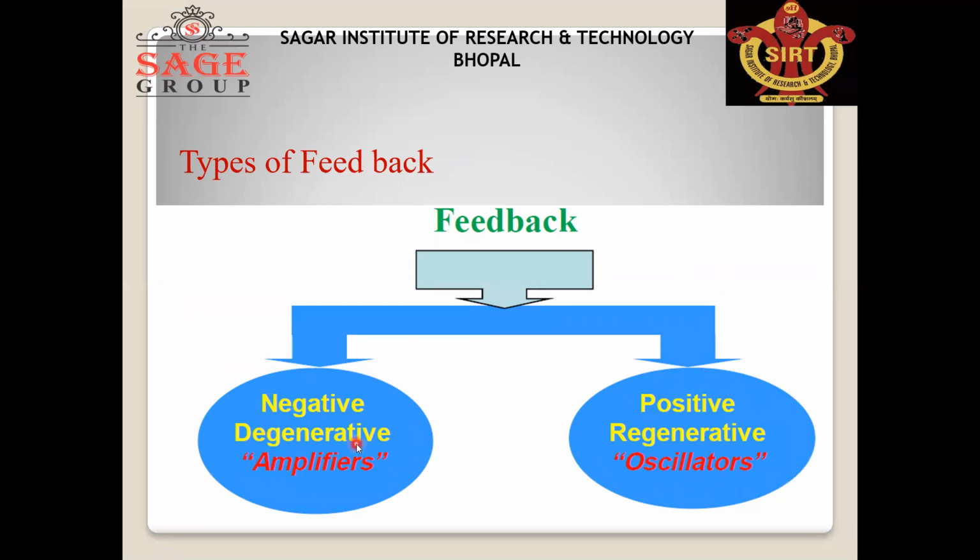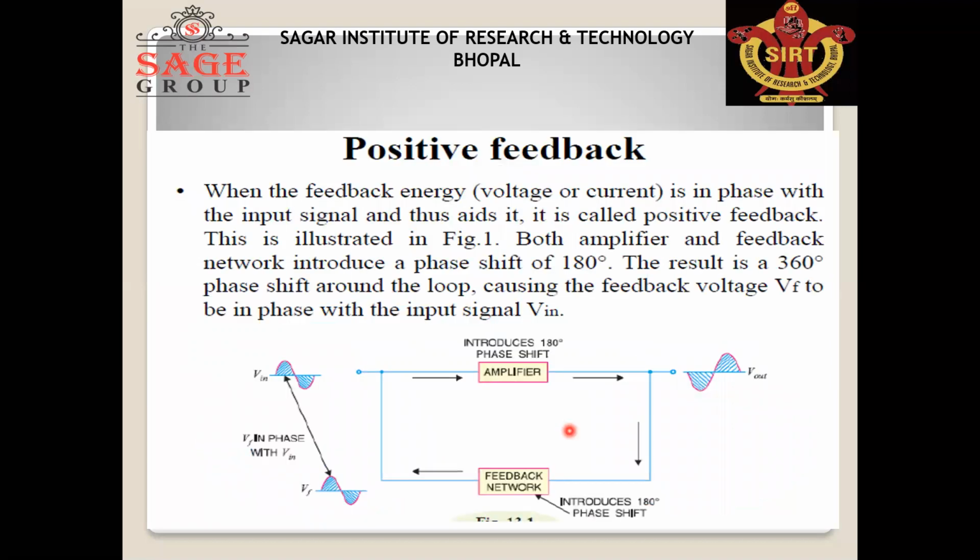So negative feedback is used in amplifiers, whereas positive feedback is used in oscillators. So these are the applications of positive feedback and negative feedback. Again, positive feedback is used in oscillators, whereas negative feedback is used in amplifiers, right? So what is the positive feedback?